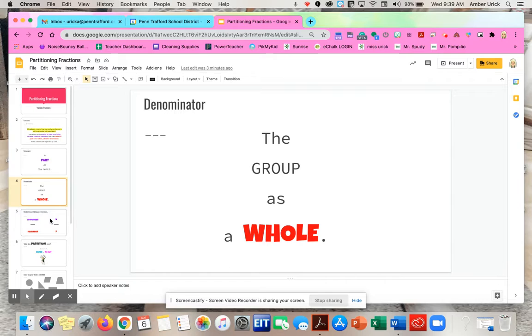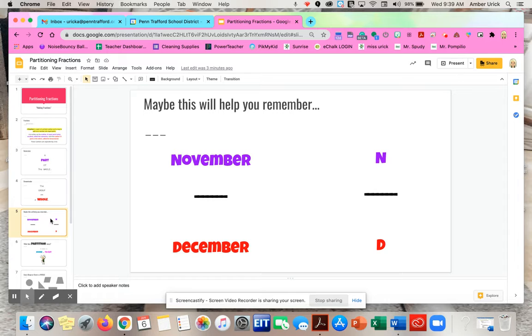So in our last video, when we had our introduction to fractions, I taught you a little trick. November comes before December, so that will help you remember that the numerator is above or on top of the denominator. November comes before December.